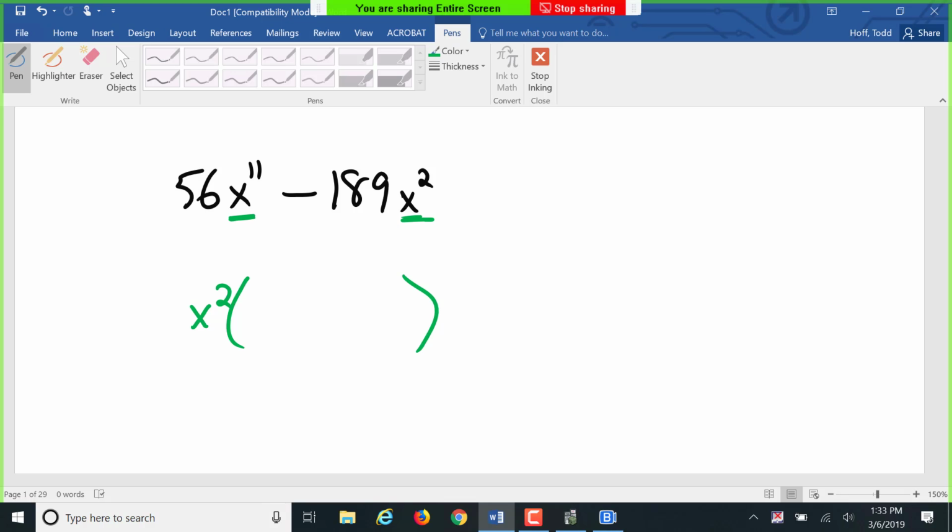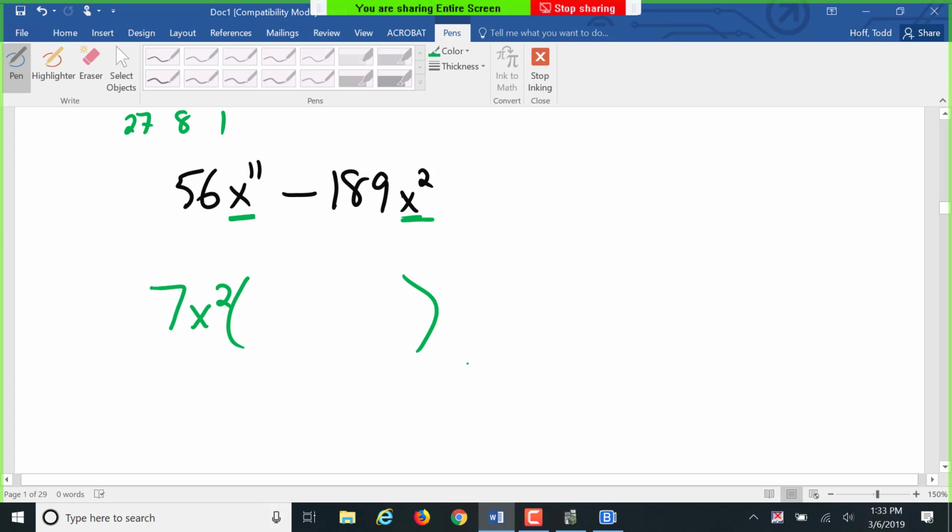Well, smaller than 56, the only perfect cubes are 27, 8, and 1. Can I divide by something to turn 56 into 27? No, right? Can I divide by something to turn 56 into 8? 7. Can I divide 189 by 7? Yes. So let's divide by 7x squared as a common factor.